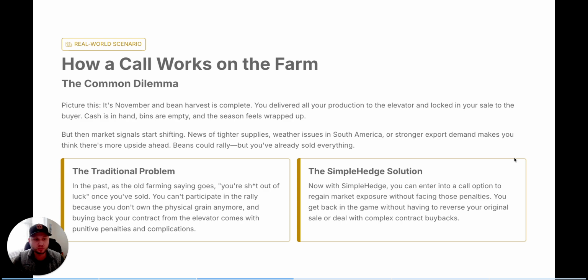But the problem is you've sold all of your physical. Maybe you sold it because you needed the space, you needed some cash flow. Who knows, but you did it, right? The traditional problem, as an old farm saying goes, is you're out of luck once you've sold all your physical. Traditionally, you wouldn't be able to participate in any rally because you no longer own the physical grain and you already sold it.